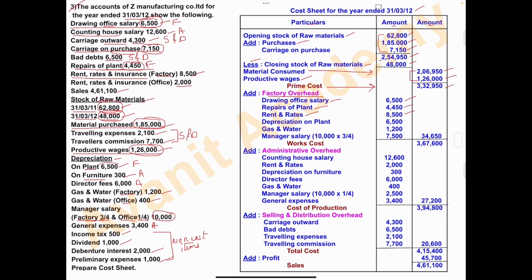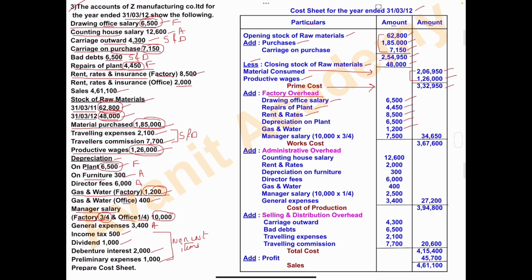Depreciation on plant amount is 6,500. Next item is gas and water. See here in the problem, gas and water for factory amount is 1,200. Manager salary. The total manager salary amount is 10,000, correct? And three-fourth of this 10,000 we have to take under factory overhead.